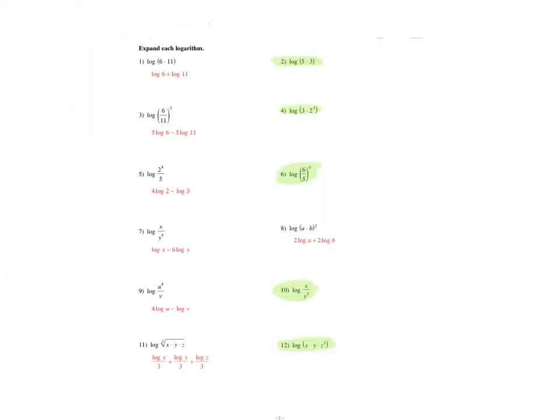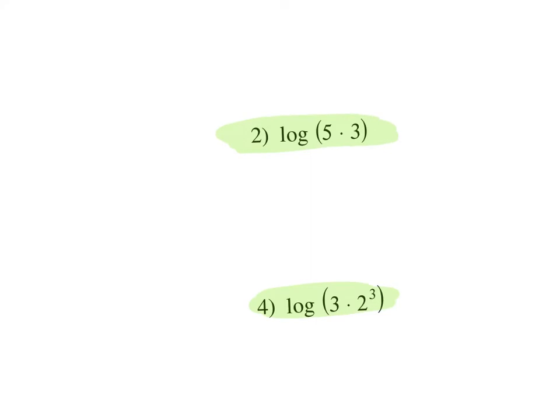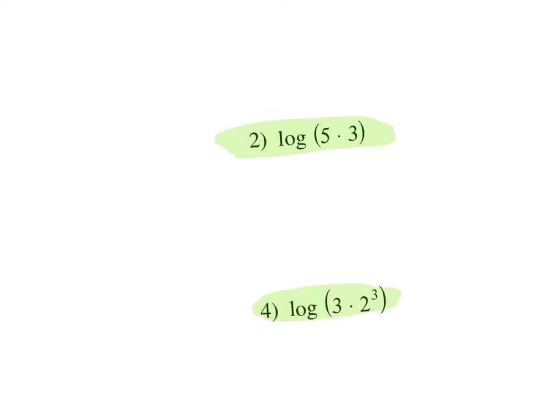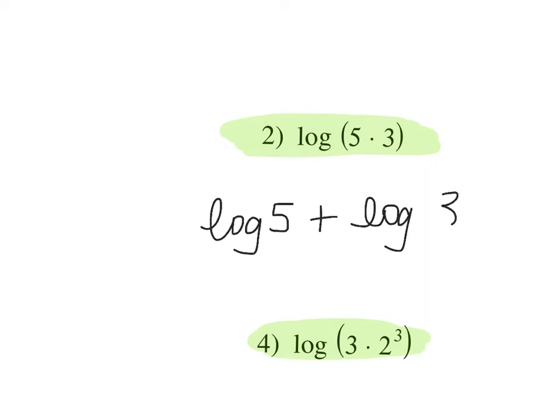Okay, so moving along, let's just do a couple problems together. All right. If we're going to start off here, we're expanding. Guys, it'll say expand or condense. You should be able to tell what you're doing. If you are multiplying, multiplication becomes what? Addition. Guys, when you are expanding, everything gets its own log. So this is log 5 plus log 3. Does anybody have any questions about that?